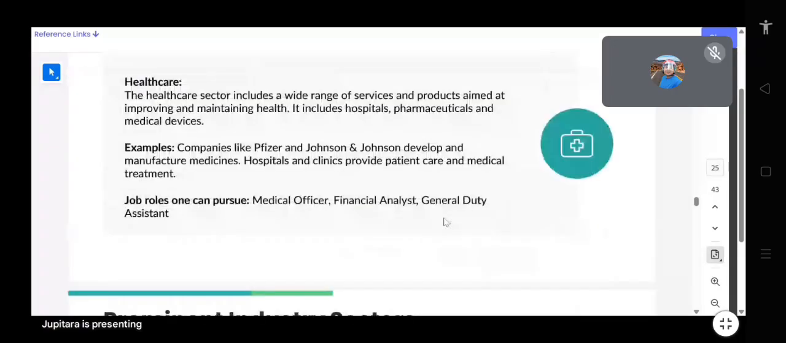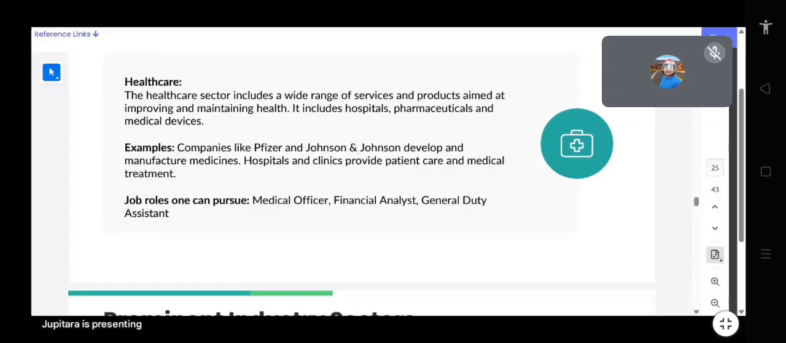Then healthcare. Healthcare is a sector where there is always a dearth of good workers or good employees. Healthcare also includes pharmaceutical and every service or product which aims at health, or is directly or indirectly related to health. Those companies or organizations come under your healthcare. Hospitals, pharmaceuticals and medical devices, those companies who make medical devices, let's say companies who make ultrasound machines or CT scan machines, all those come under your healthcare sector. Okay, those companies who make medicines also come under healthcare.